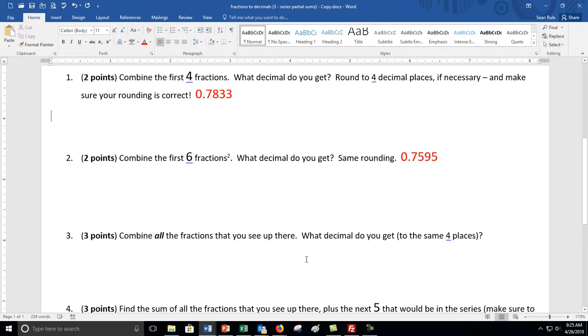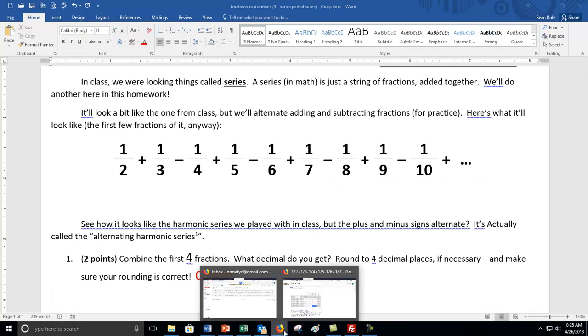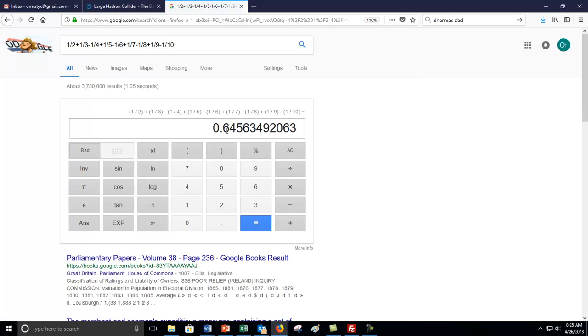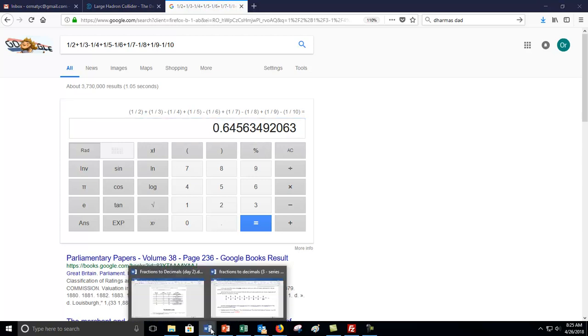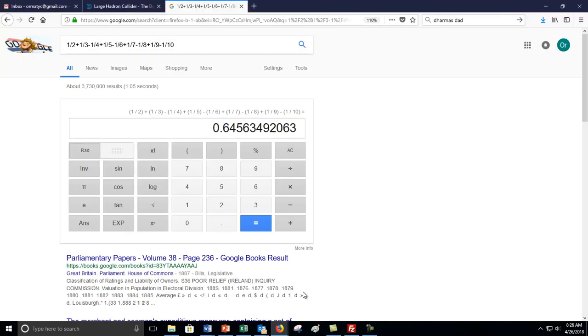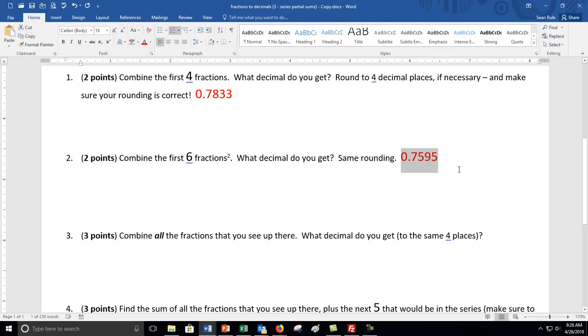All right, all the fractions you see go up to 1/10. So let's go back to my Google calculator. Plus 1/7 minus 1/8 plus 1/9 minus 1/10. All right, there's all the ones I see. And it looks like we're going to round this off to 6,456 10,000ths. I forgot that number already, I got to go back and look at it. 6,456. Put it back over here. Okay, again, it got smaller.